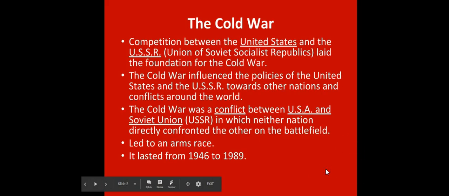Okay, guys, so here we have our Cold War notes. So the Cold War is not an actual official fight war. It's called a Cold War because it's a war of ideologies, meaning that America and the Soviet Union never met each other directly. So the Cold War is a competition between the United States and the Soviet Union.